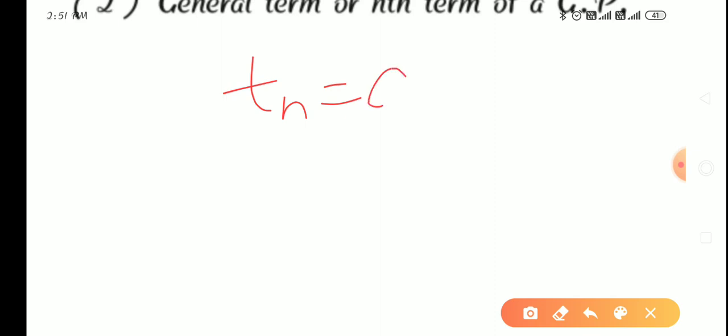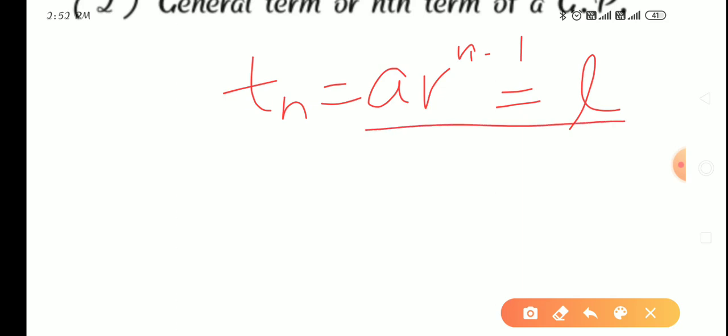This is called the nth term, or you can say the general term, a r to the power n minus 1. General term also you can say. It is also the last term, L, also you can say. Why is it L? Because if a GP has only n terms, meaning a limited number of terms, the nth term will be the last term because it has n terms only. So in that case it will be the last term.